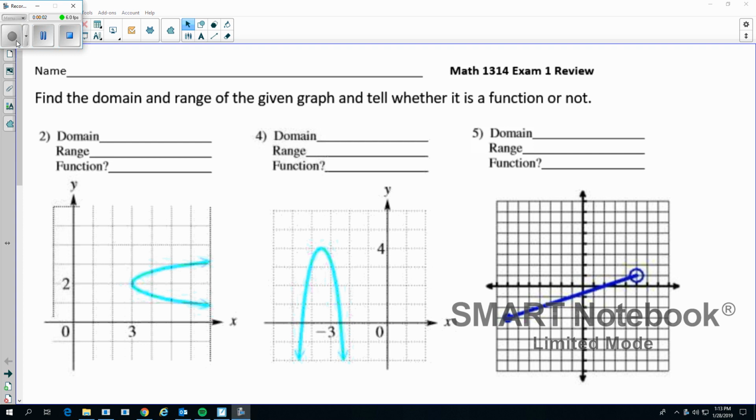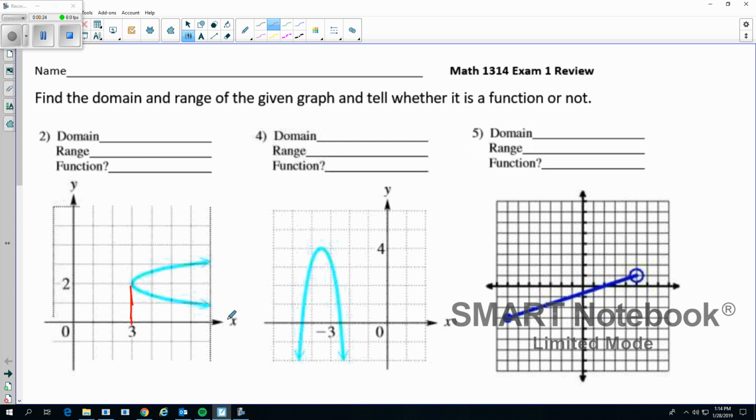All right, so here's our exam 1 test review. So first we're going to look at these graphs and just decide domain, find the domain and range, and then decide if it's a function. So the domain here, remember we look at basically our x values.